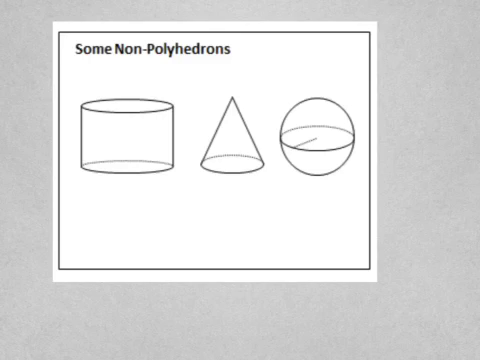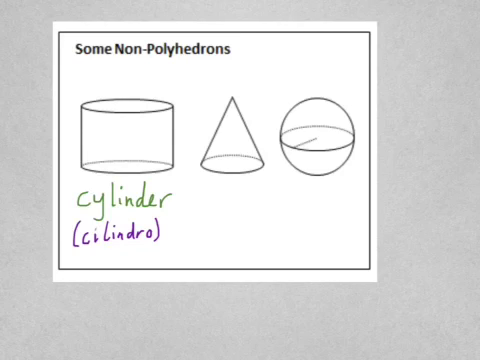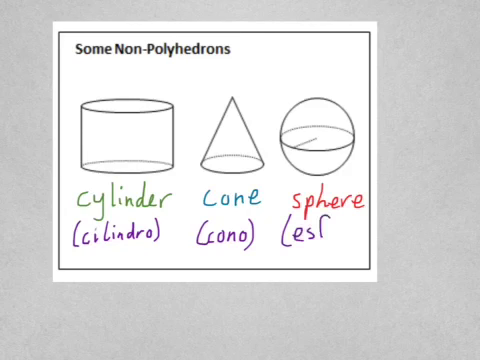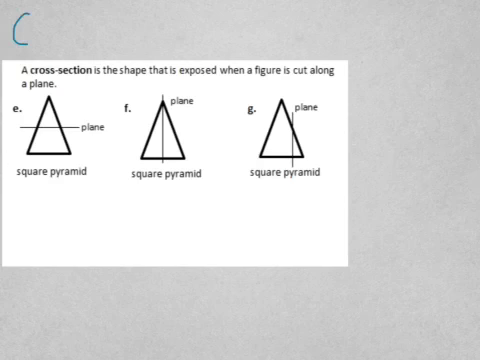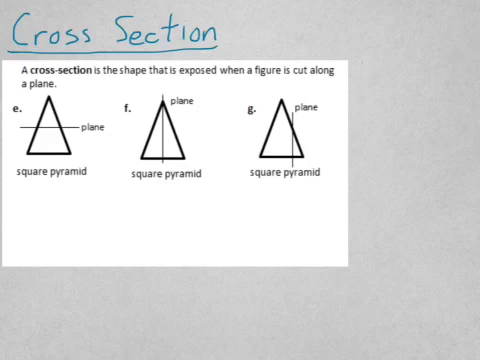All right. Some non-polyhedrons that you probably know are the cylinder, or cilindro. We've also got a cone, or as you might guess, cono, and a sphere, esfera. Okay? The cylinder is kind of like a circular version of a prism, and the cone a circular version of a pyramid.